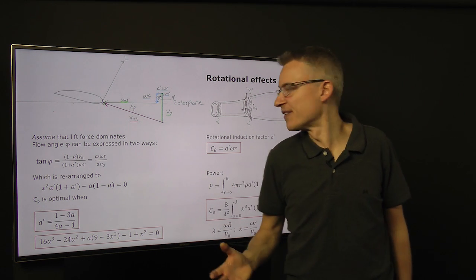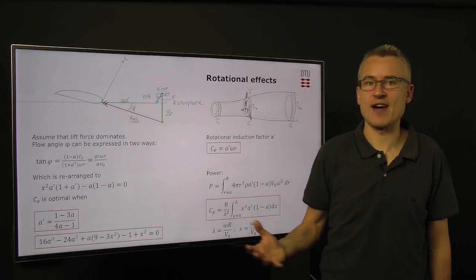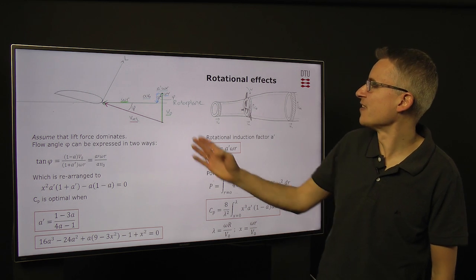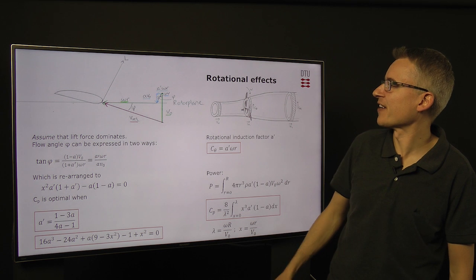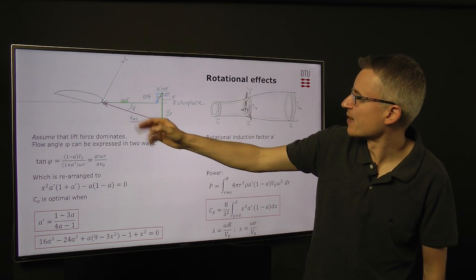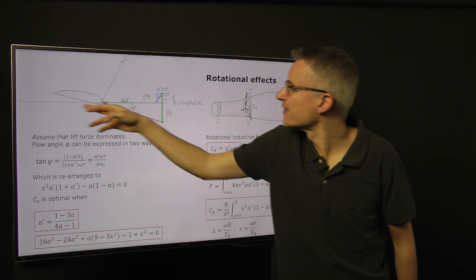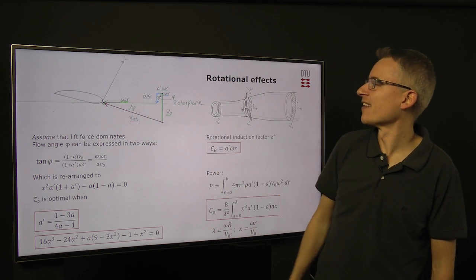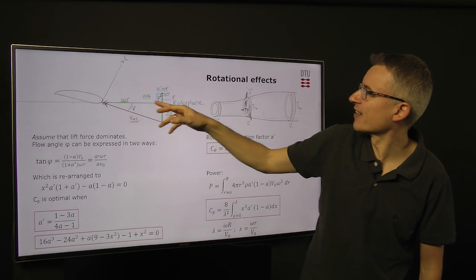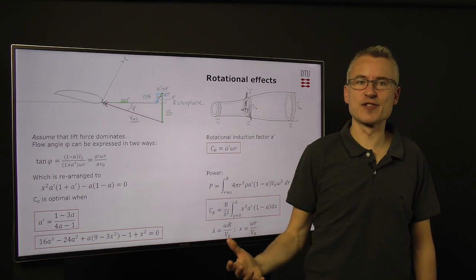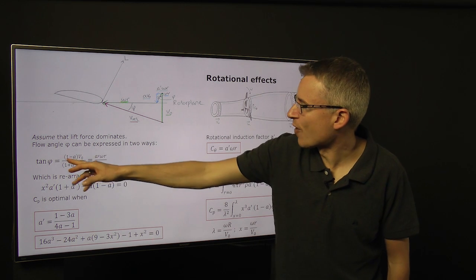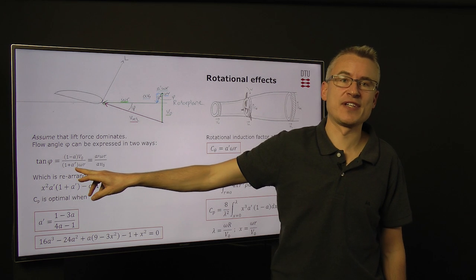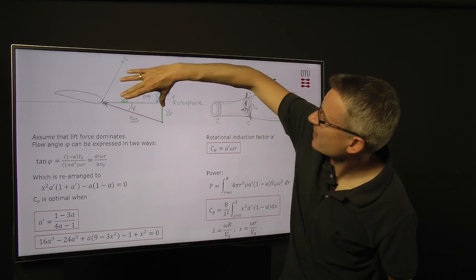Now, as for 1D, we would like to optimize our Cp and optimize our values for a and a prime. So we use our velocity triangle for that. And there is an angle here between the rotor plane and the incoming wind speed. That angle is called phi. It's a flow angle. And by looking at this big triangle here, we can express that the tangent to that angle is actually (1 minus a) v naught, this distance here, divided by (1 plus a prime) omega r, which is this distance here.